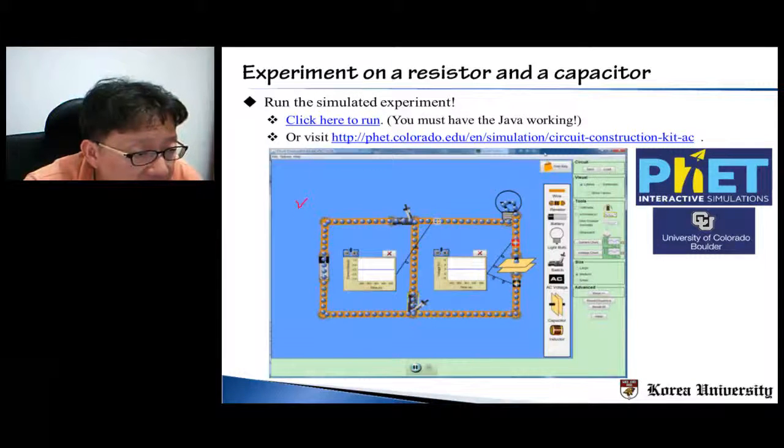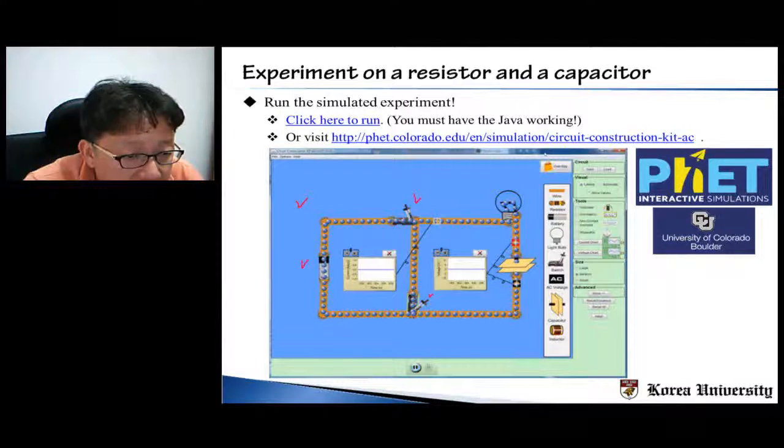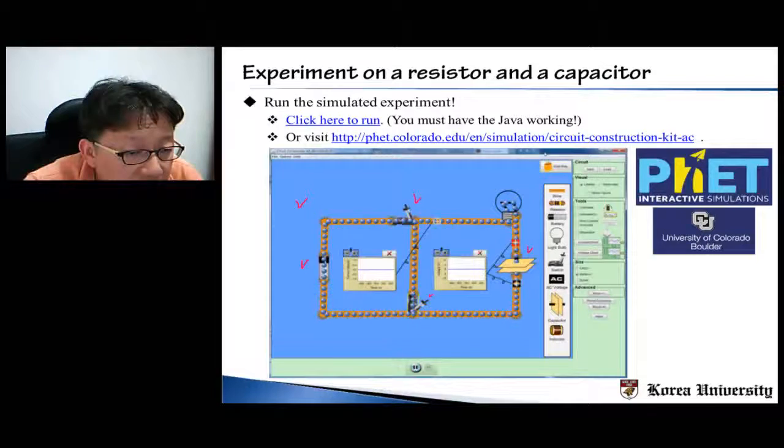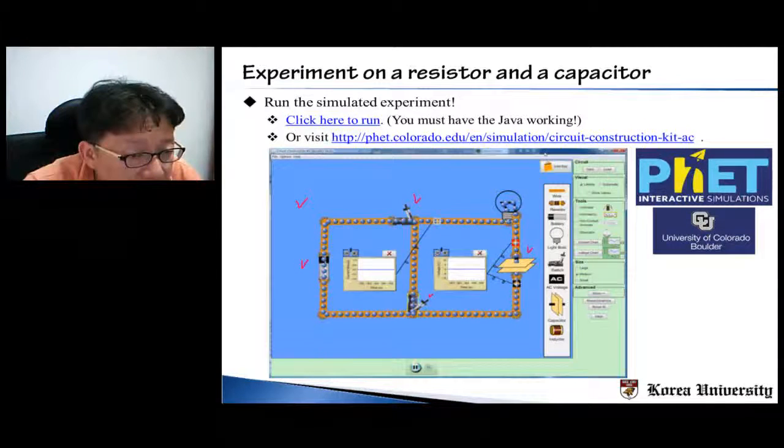So in here we have a circuit with the battery and two switches so that we can control the flow of the current. And then take a look at here. We have a parallel plate capacitor. We have seen this parallel plate capacitor in one of the simulated experiments previously.